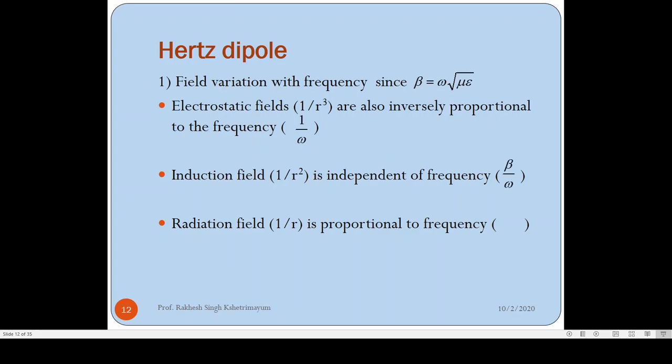Let us look at the induction field expression, and from the induction field expression what we are getting is beta by omega. So beta, what is beta? Beta is omega times square root of mu epsilon. So omega here and omega here will cancel out. So that means induction fields are independent of frequency.